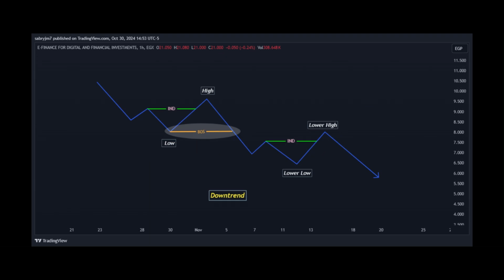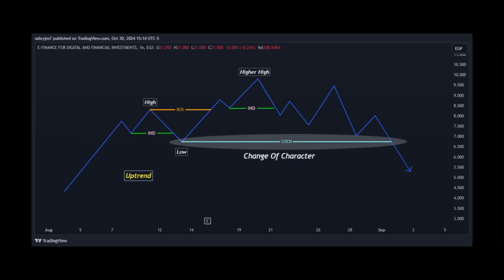In a downtrend, similarly, a downtrend consists of a low lower than the previous low and a high lower than the previous high, which is the only condition for the continuation of the trend. When the previous low is broken, this is known as break of structure, indicating the continuation of the downtrend.